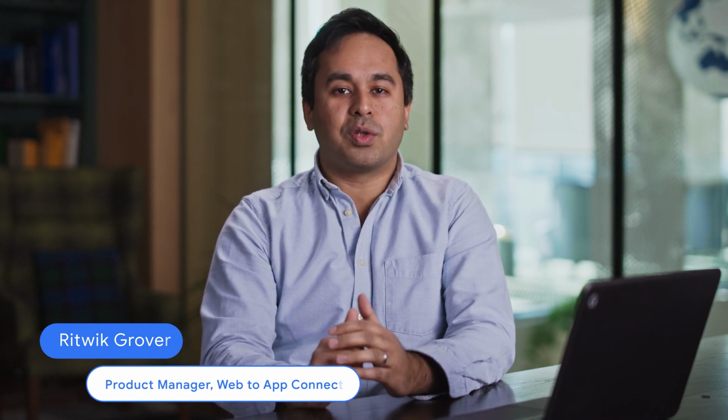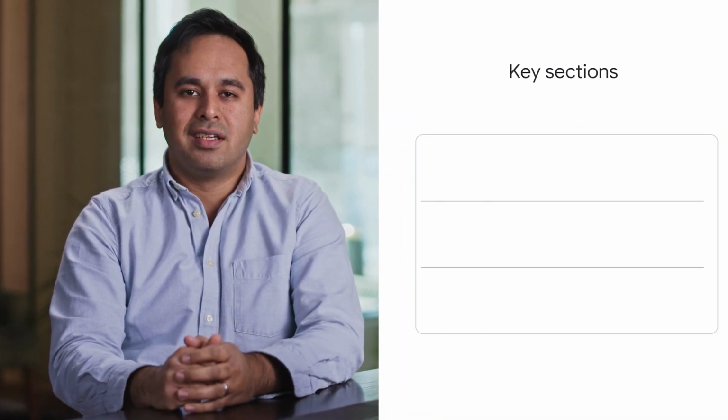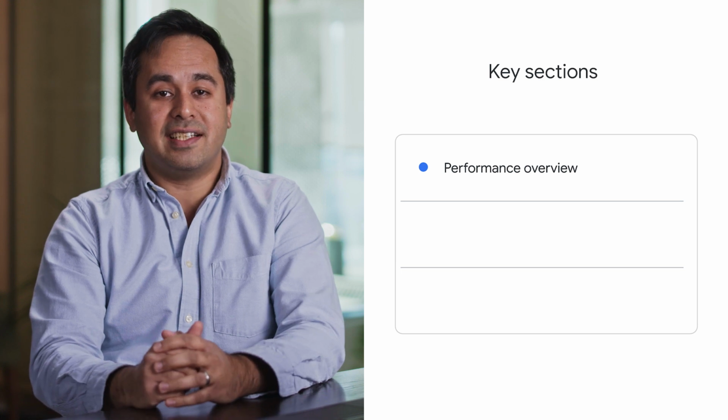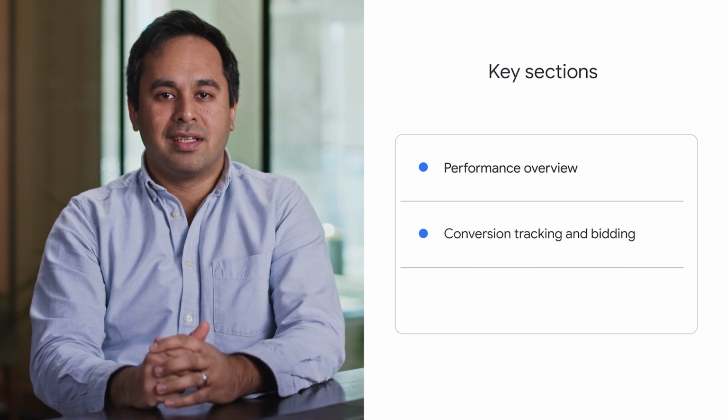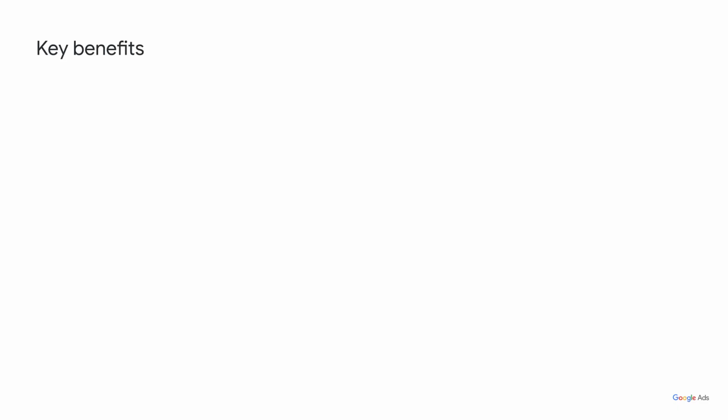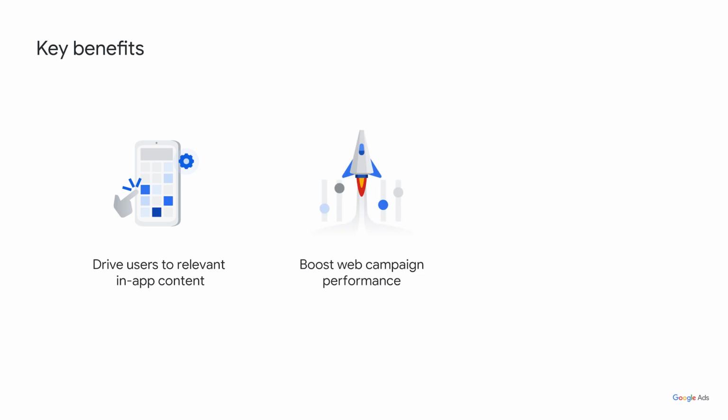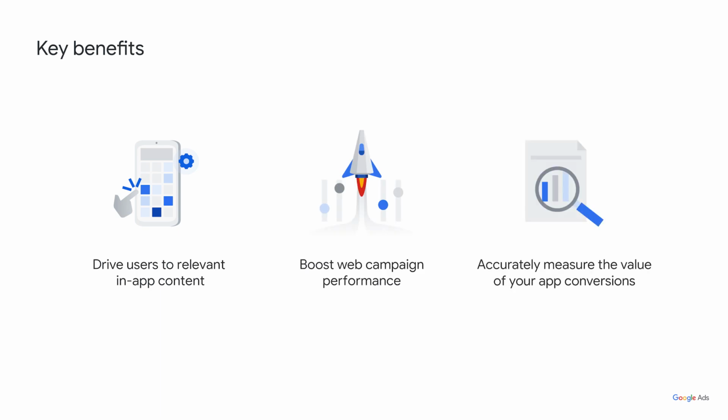Web to App Connect is organized into 3 sections to make the implementation process smooth. The Performance Overview card, which contains key success metrics, app conversion tracking and bidding, and deep linking. Following these steps will help you deliver a seamless web to app experience for your customers and achieve 3 key benefits. You'll be able to drive users to relevant in-app content, boost web campaign performance, and accurately measure the value of your app conversions.